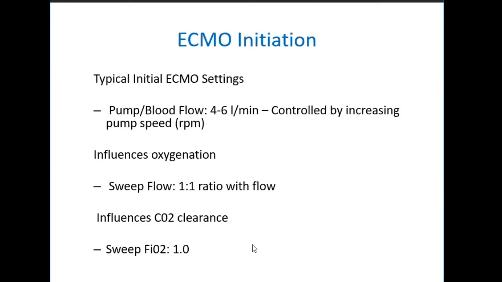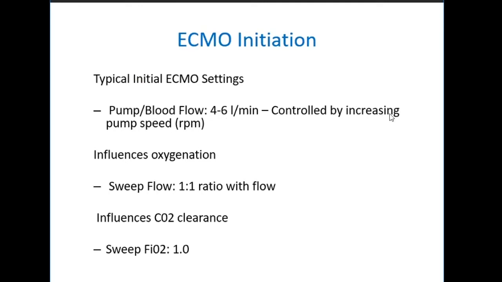Now, once you have selected the patient to put on the ECMO, and we have done the cannulation, how are we going to initiate the ECMO? The typical setting in a patient who is getting ECMO treatment: the first thing is to decide the blood flow of the pump. The pump flow is determined by the RPM, the rotations per minute. The higher the RPM, the higher the flow if the other factors remain constant. Usually we keep the pump flow to achieve a blood flow of 4 to 6 liters per minute.